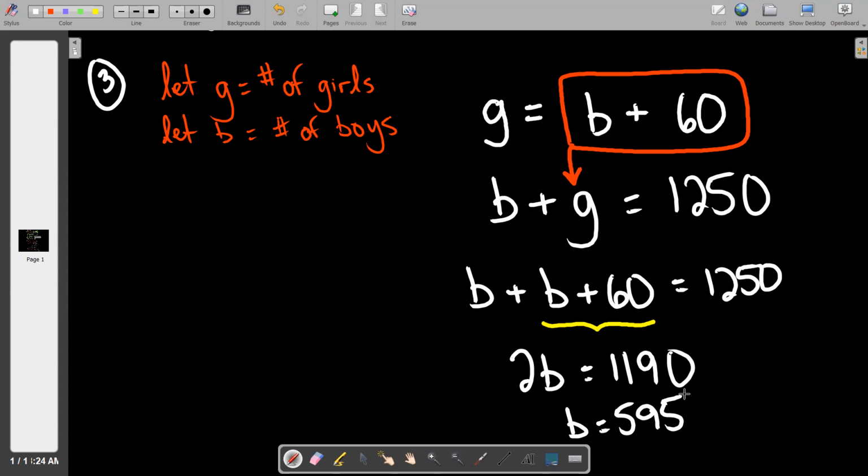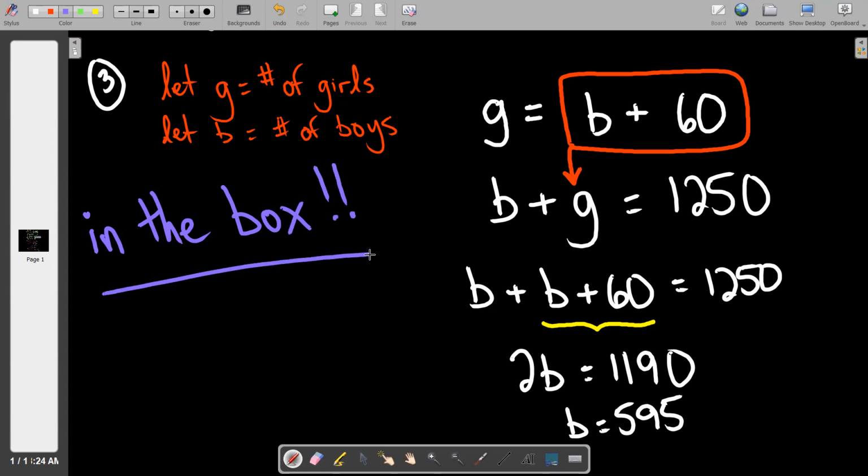You could do it that way, or you could just somehow, some way, someday, maybe as an early Christmas present for me, get these 3 words stuck in your head and start saying them out loud. The box. Remember that we had that beautiful little box for substitution, right? Let's use it. Let's take the 595 and put it right into that beautiful red box.